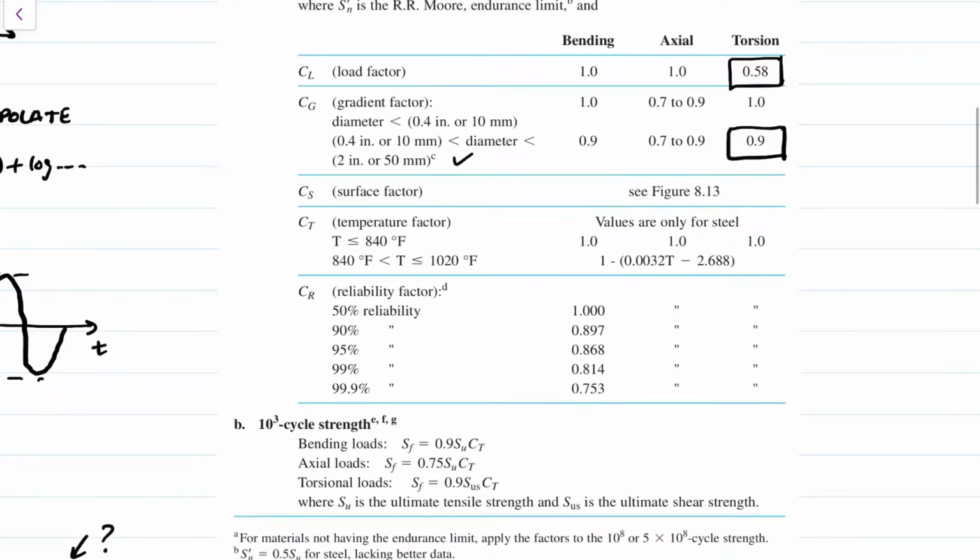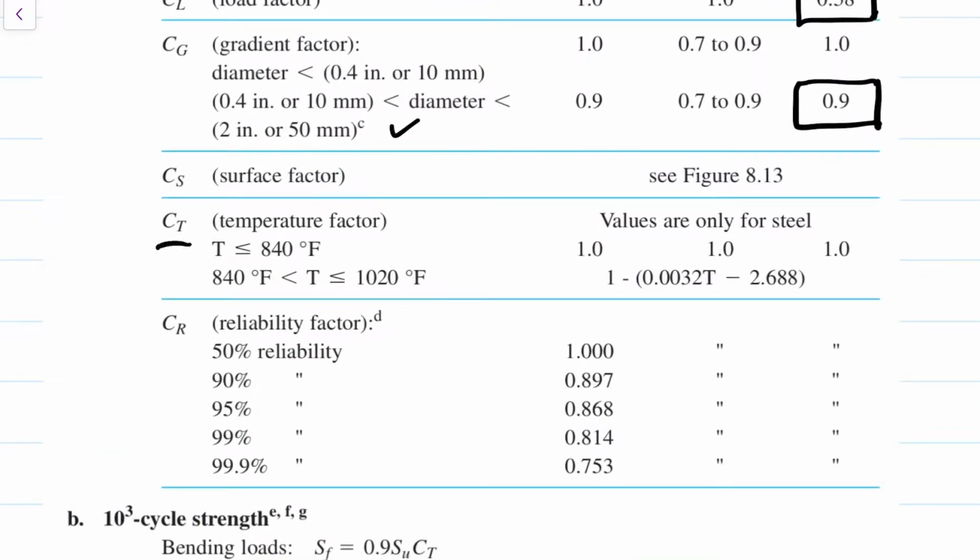And then again, no information is given about CT or CR. So we're going to assume room temperature and we're going to assume 50% reliability. So I'll just choose 1 and 1.